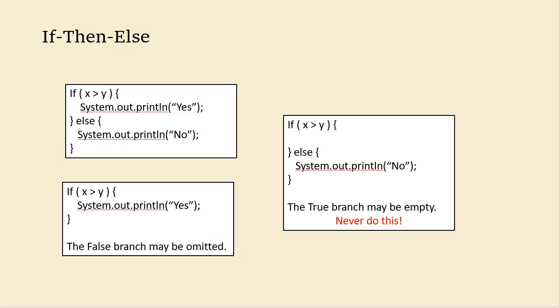Okay, so some basic examples. Here's the canonical standard form: if, some test, do something if it's true, else do something if it's false. That's legitimate actual Java code that will compile and run. Normally, I think the majority of the time you have this form where the false branch is omitted, and if you omit the false branch, you don't need the else or the extra curly brackets. It's just this curly bracket here that ends the if statement.